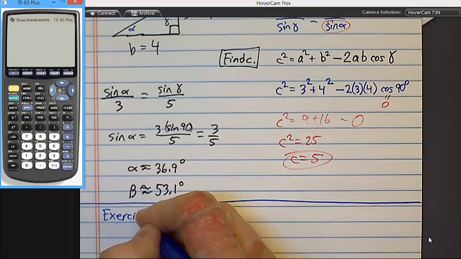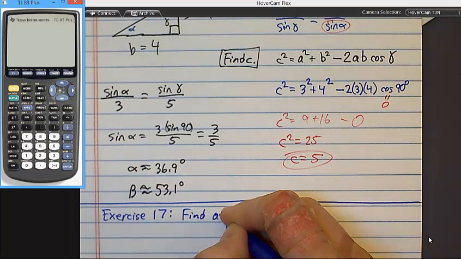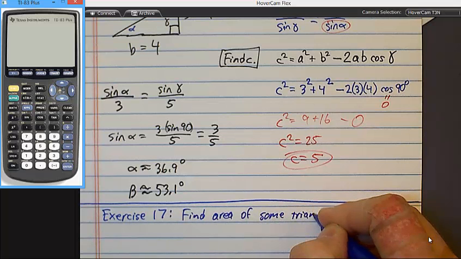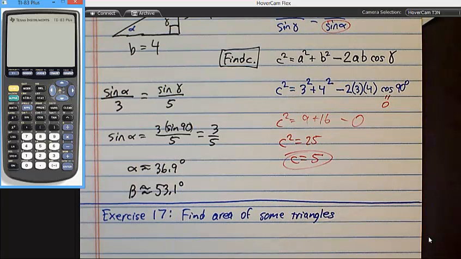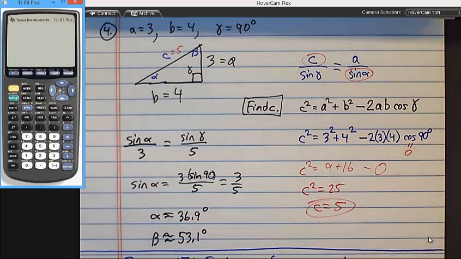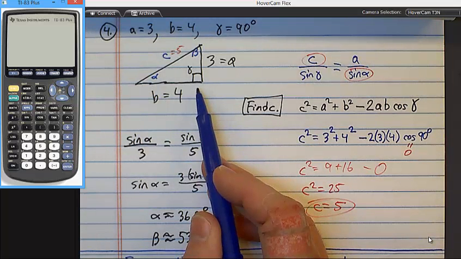So it turns out exercise 17 on tonight's homework asks me to find the area of some triangles. I thought this was a cool exercise, actually. This triangle here, if I have to find the area, simple, right? What formula would you use? 1/2 base times height, right? So the area is 6, right? You'd pick the base and height, which have to be perpendicular for me to use that formula.